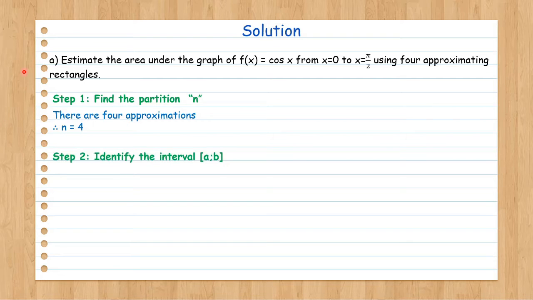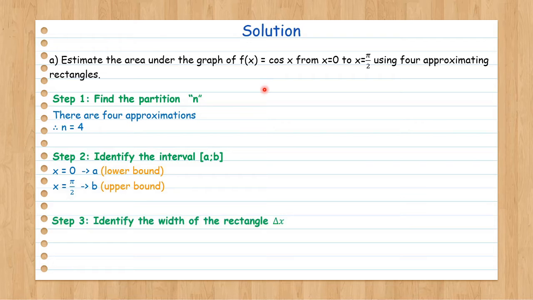Step 2. Identify the interval [a, b]. So in the question we are told that we need to estimate the area under the graph of f of x equals cos of x from x equals 0 to x equals pi over 2. And that is our interval, where x equals 0 is the lower bound, which is a, and x equals pi over 2 is the upper bound, b.